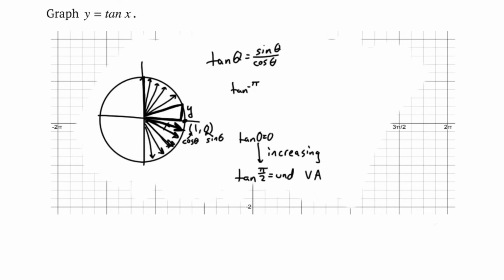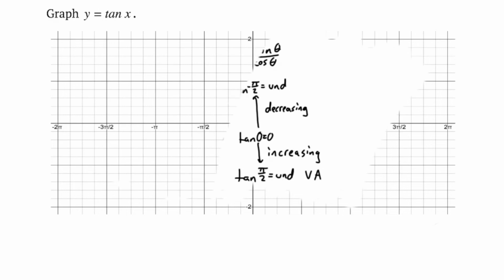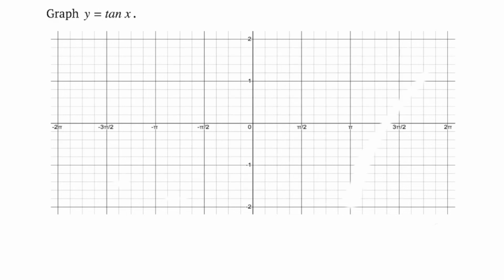So at tangent of negative pi over 2, the value is also undefined because that would just be a vertical line going straight down, and that would have an undefined slope. As we go from 0 to negative pi over 2, the value of the slope is decreasing. So let's use all of that to start graphing this tangent function.